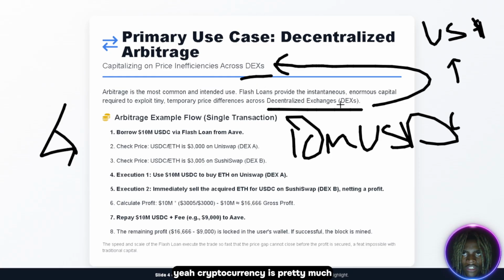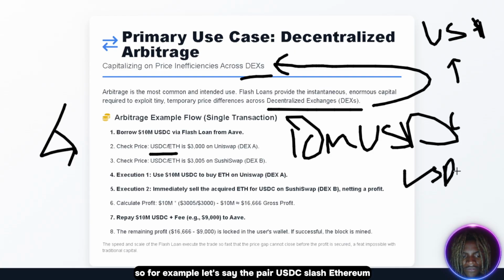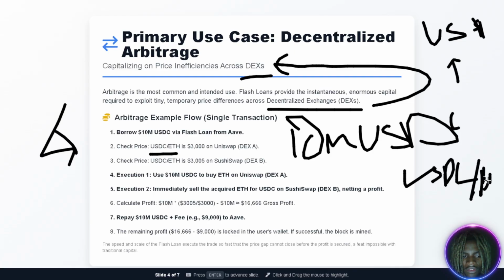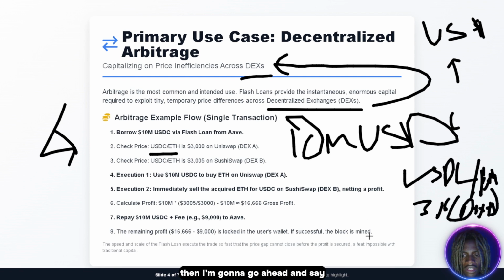Yeah, cryptocurrency is pretty much just trying to make its own stable dollar that doesn't fluctuate too much, unlike other cryptocurrencies. So, for example, let's say the pair USDC/Ethereum is 3K on Uniswap. So that's DEX A. Then I'm going to say Ethereum is $3,005 on SushiSwap. So that's going to be $5 more.